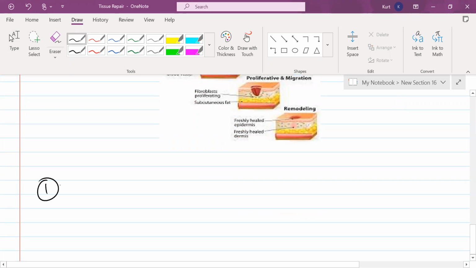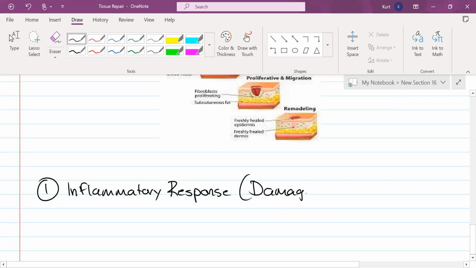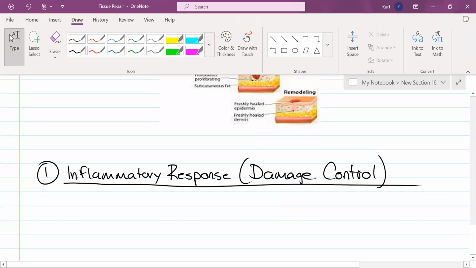So the first stage in repairing the tissue, as we've already mentioned, is going to be the inflammatory response. I'm going to dub this damage control. If your house is burning down, you have to put out the fire and clean up the mess before you can rebuild again. You just got cut or you just sustained a wound. It needs to be cleaned up and basically get all the shrapnel out of the way before you can start healing it up.